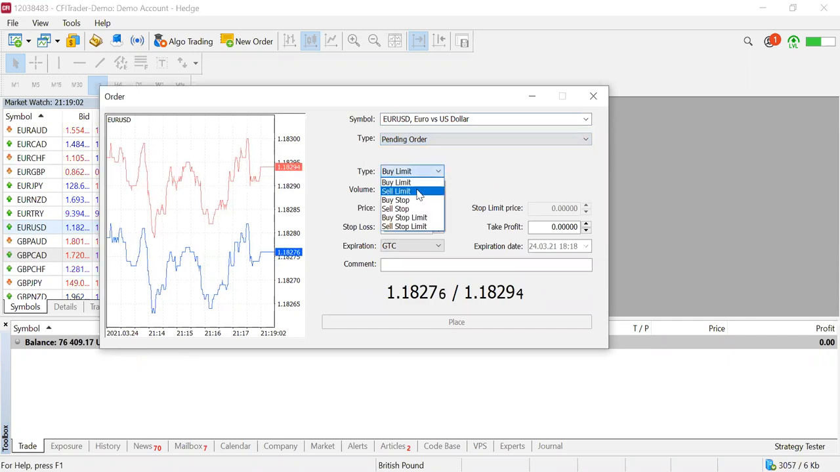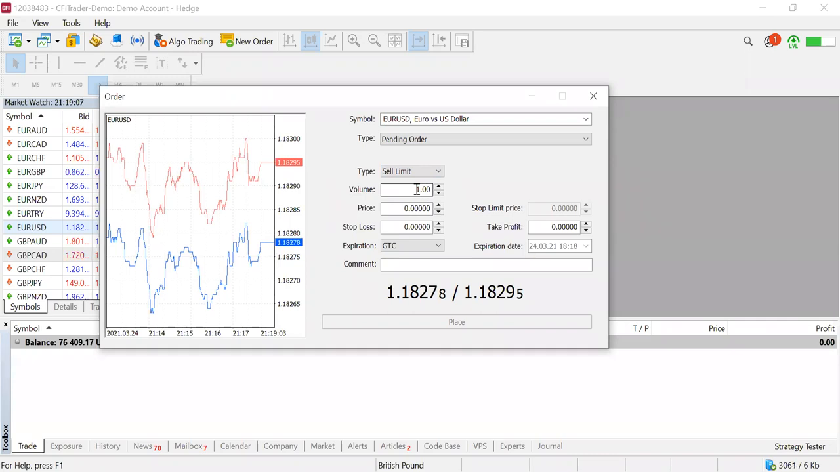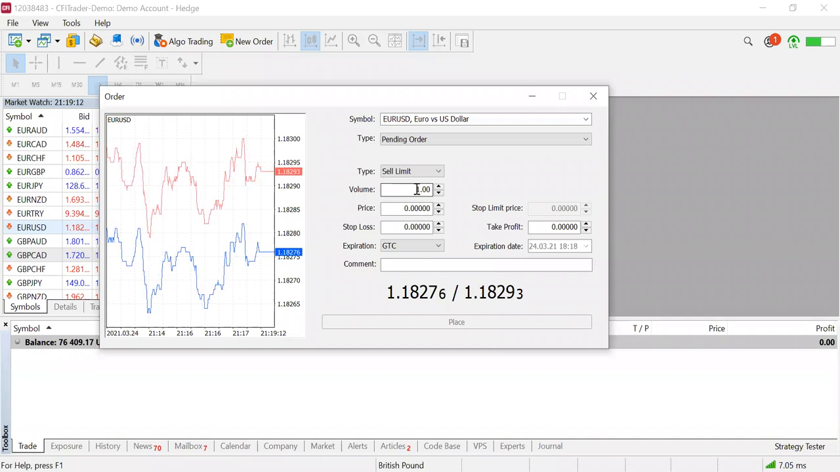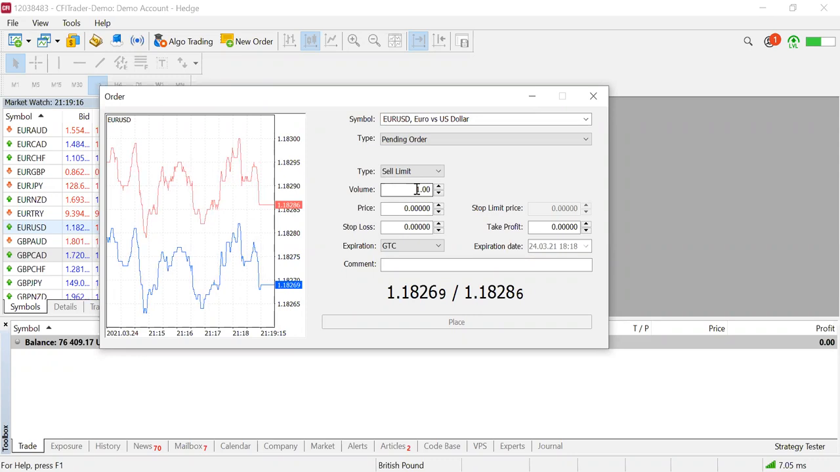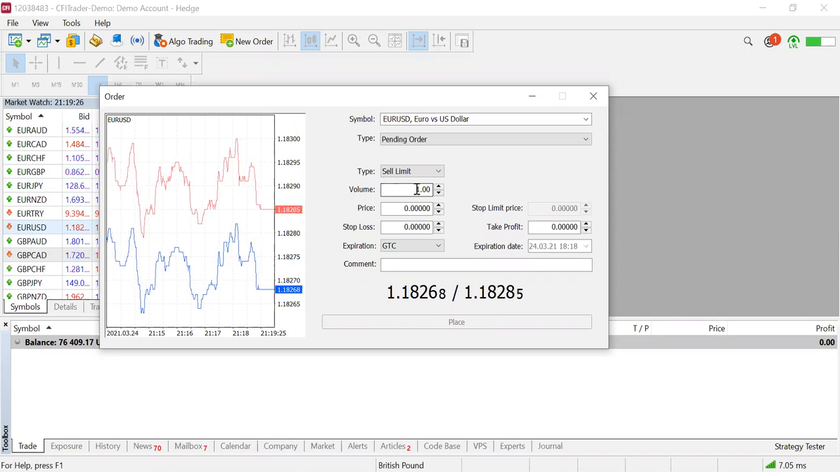So then with the second type of order, the sell limit order, it is basically the opposite of the buy limit order, okay? So all you have to do is put the price above the current market price. And that is exactly the same thought. If you believe that after the market reaches that particular price it will reverse, then you just place your order as before.